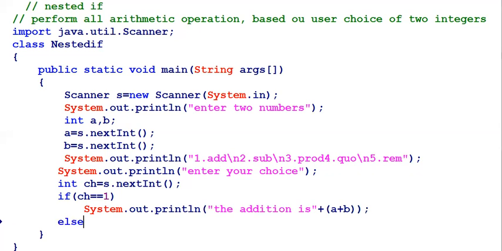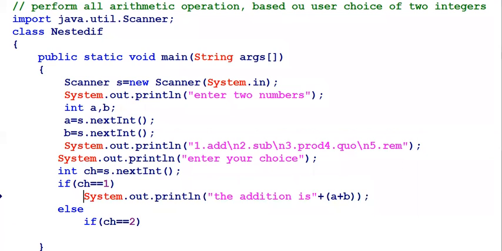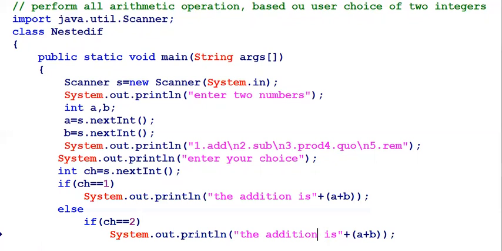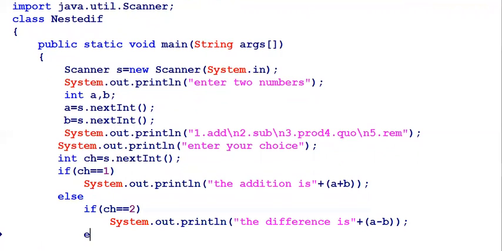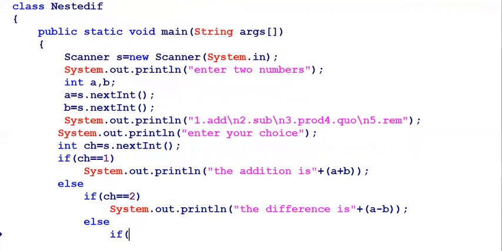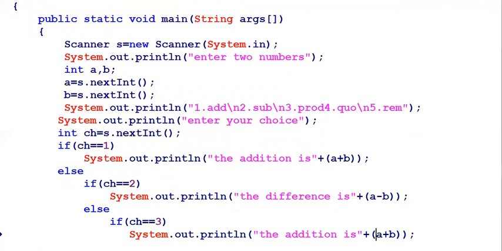The same story continues if it is not 1 and if it is 2. Again I can produce the results to compute the subtraction. The difference is, I should compute the value of a minus b. Same story repeats: if it is not 1, if ch is equal to 3, I can go for System.out.println, the multiplication or the product is a asterisk b.